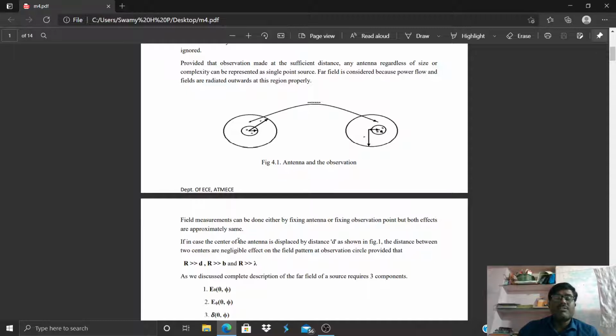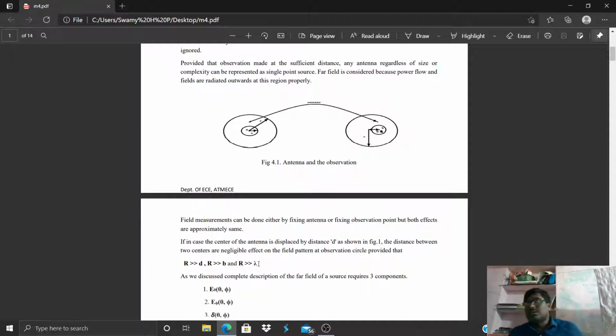In case the center of the antenna is displaced by distance D, as shown in the figure, the distance between the two centers has a negligible effect on the field pattern at the observation circle, because R, the distance of the near field region, is very much greater than the distance D between the two transmitters, and R is very much greater than lambda.